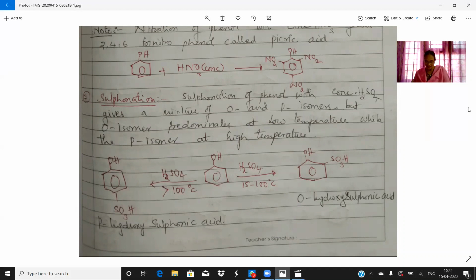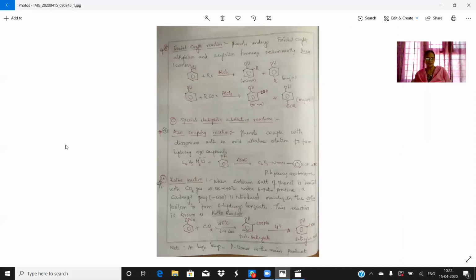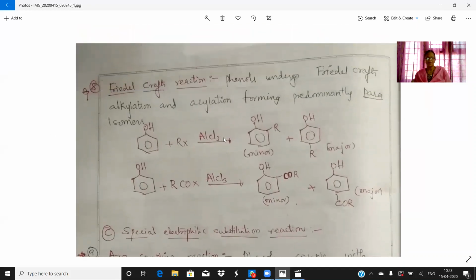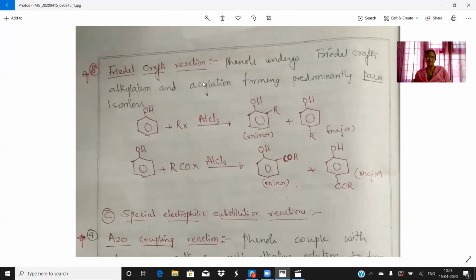Now let us see the next chemical property of phenol. That is the Friedel-Crafts reaction. We know the Friedel-Crafts reaction is very, very important. All name reactions are important in organic chemistry. So here, phenols undergo Friedel-Crafts alkylation and acylation, forming predominantly para isomers. The para isomer is the major product, whereas the ortho isomer is the minor product. Let us see the reaction.